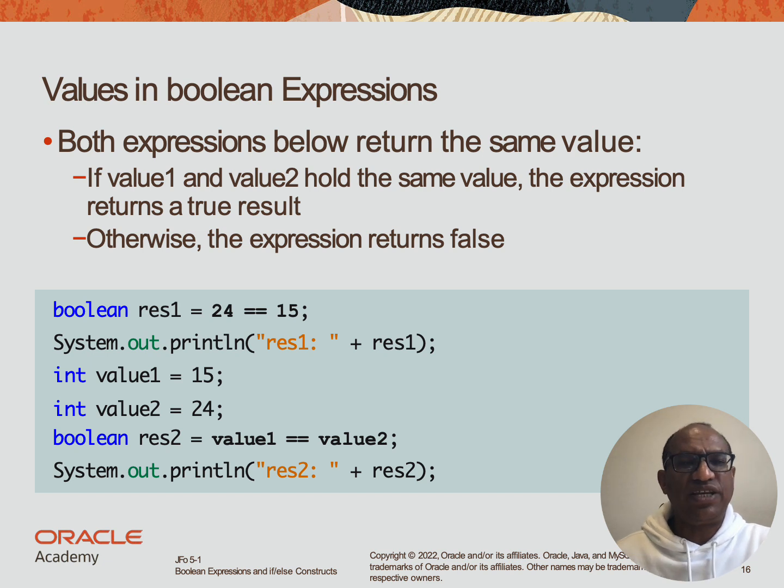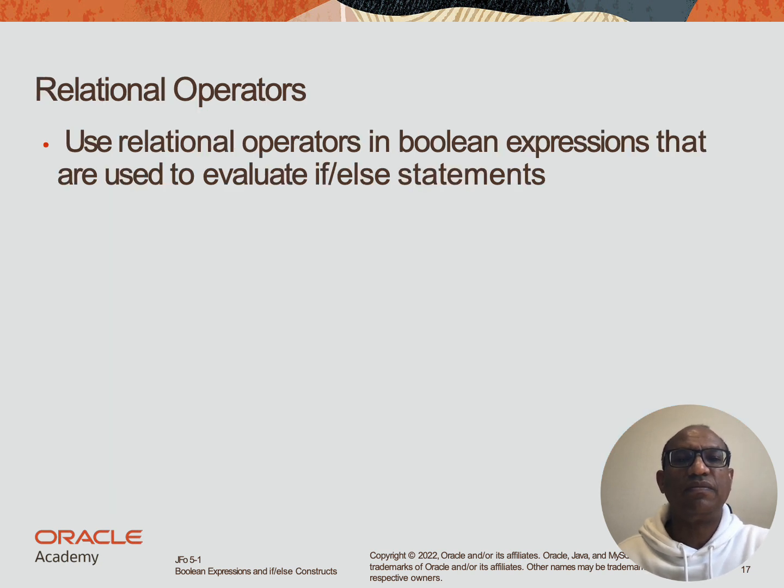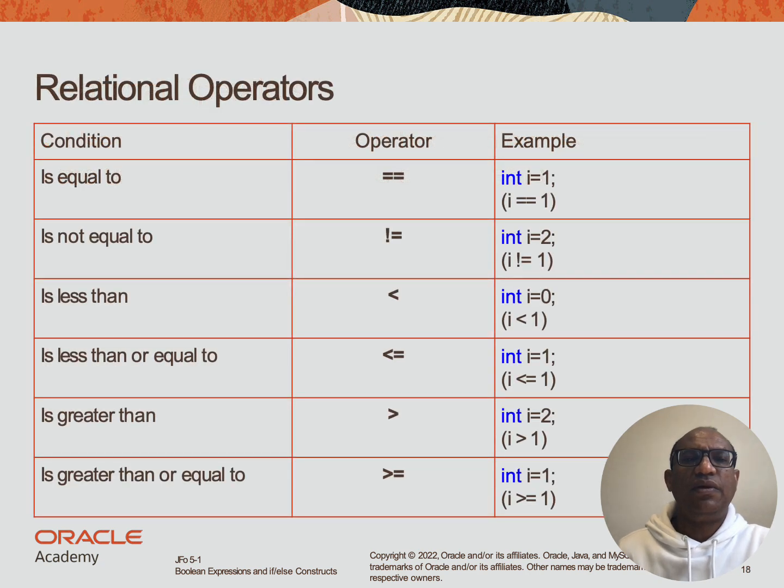Here is another look at the same expressions. The result will be false because 24 is not equal to 50. Relational operators expand what you can test for in an expression, greater than, less than, and so on. Here are the common relational operators: double equal sign, not equal sign, less than, less or equal, greater, greater or equal. Each compare values and returns a Boolean result.